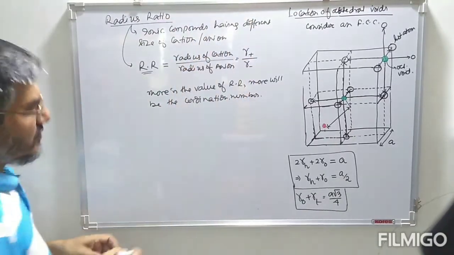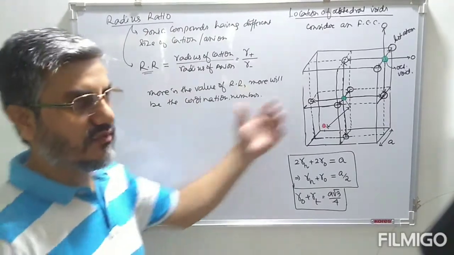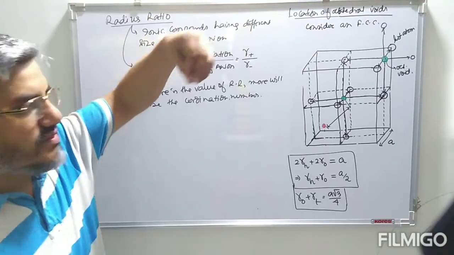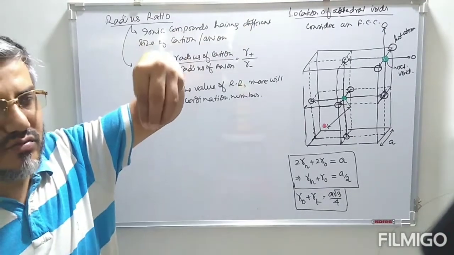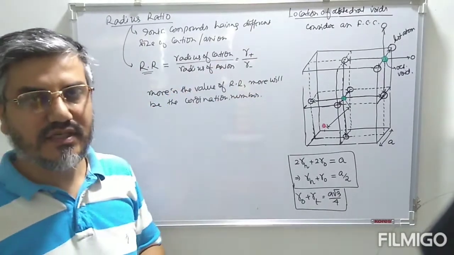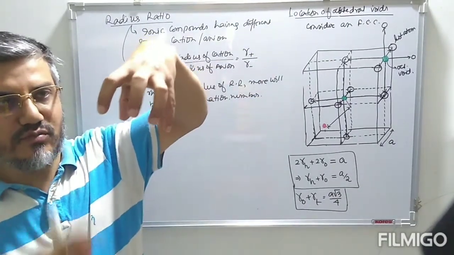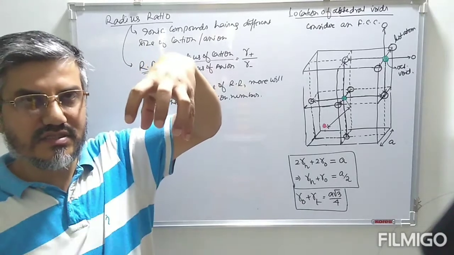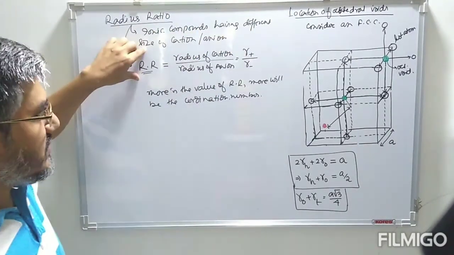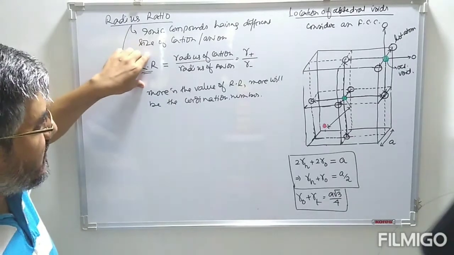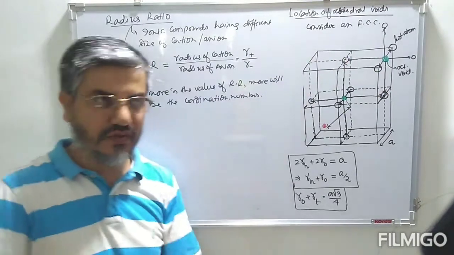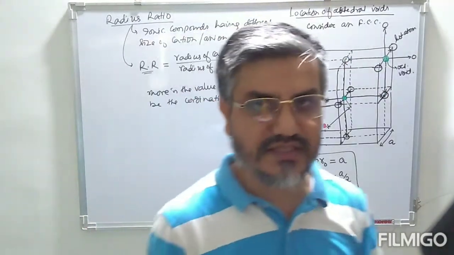So on increasing the value of the radius ratio, the coordination number of the crystal will also increase. This is a simple symbol. If the size of the cation is very small, only a limited number of anions will surround it. If the size of the cation is increased, more anions will surround this larger cation. So as the size of the cation increases, the radius ratio also increases. As the radius ratio increases, the number of anions surrounding a cation increases. That is, the coordination number of the cation will increase.